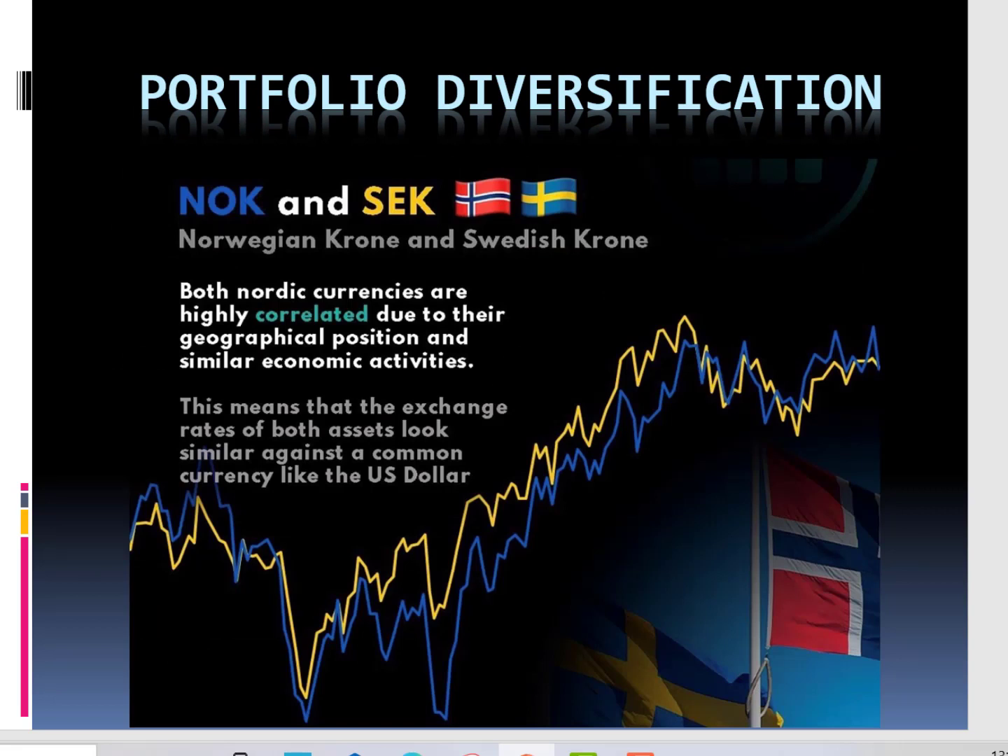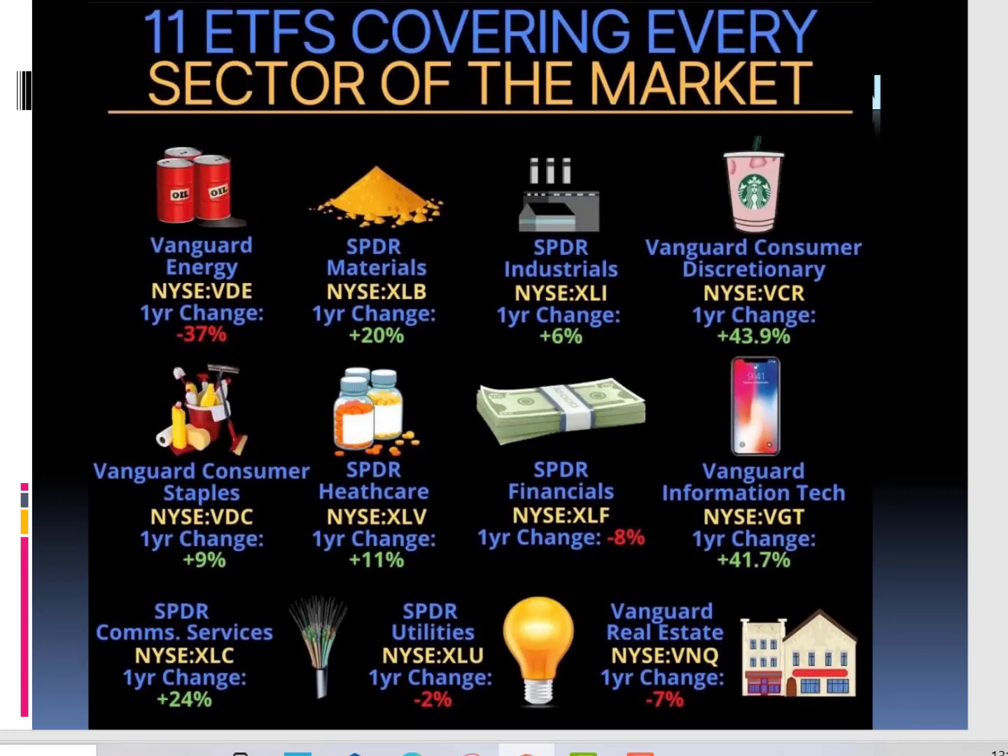Again, the Norwegian crown versus the Swedish crown, they are highly correlated. Here in the graph you can see when one goes up, the other goes up as well. Positive correlations. You need to always keep studying these asset correlations.